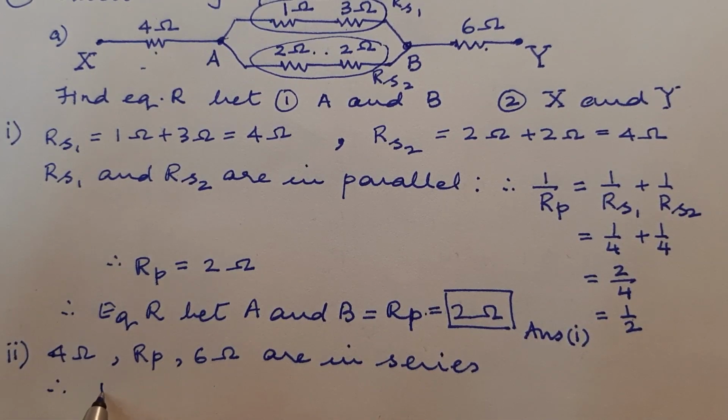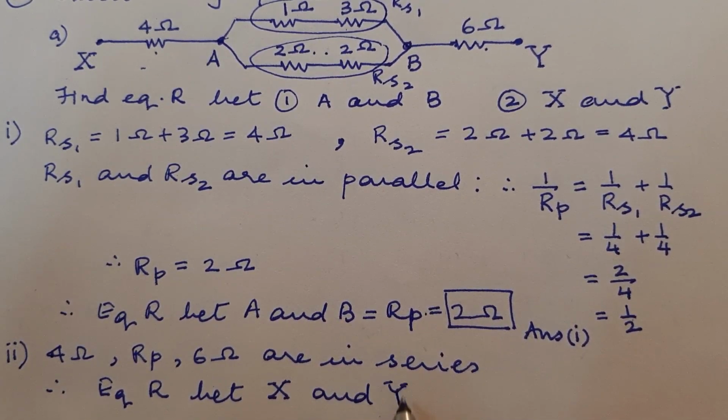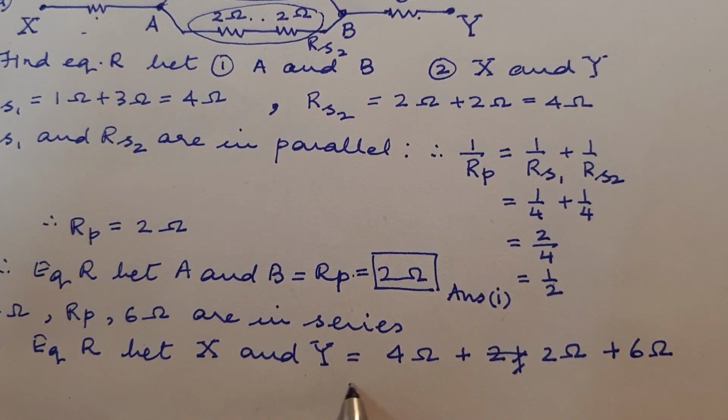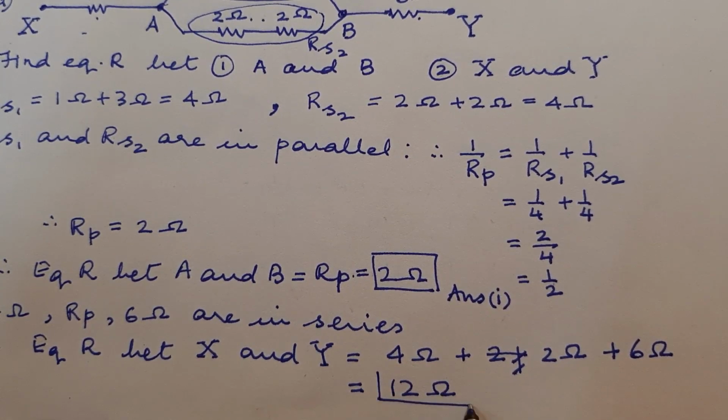Therefore equivalent resistance between X and Y is equal to 4 ohm plus 2 ohm plus 6 ohm, and so that is equal to 12 ohm, and that is our answer 2.